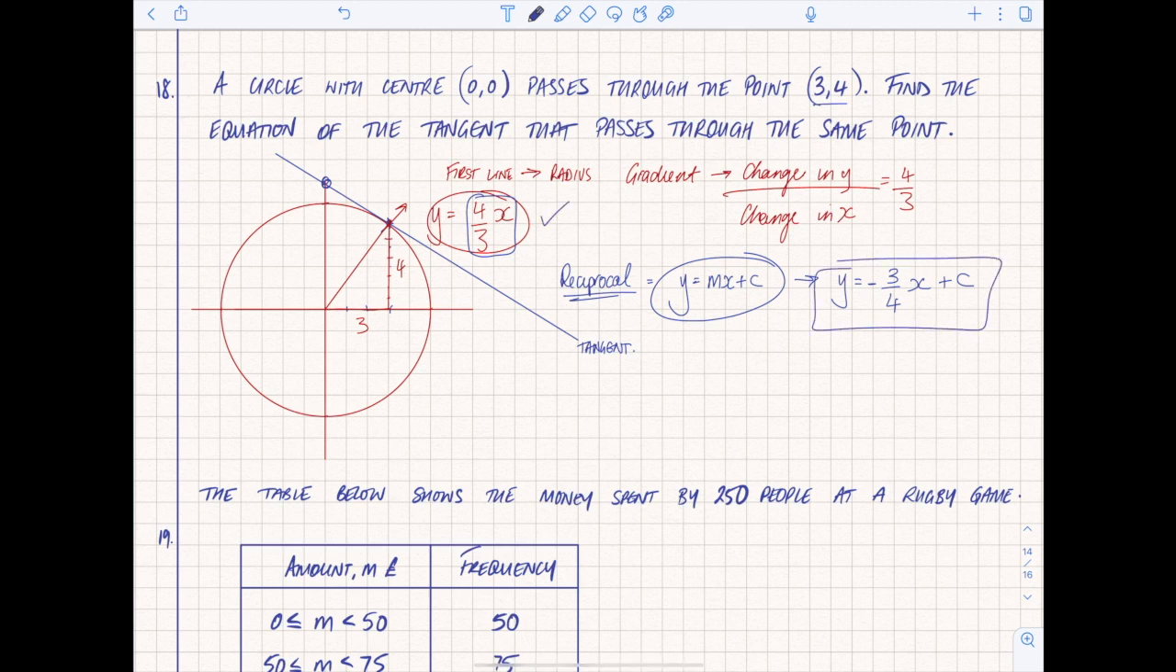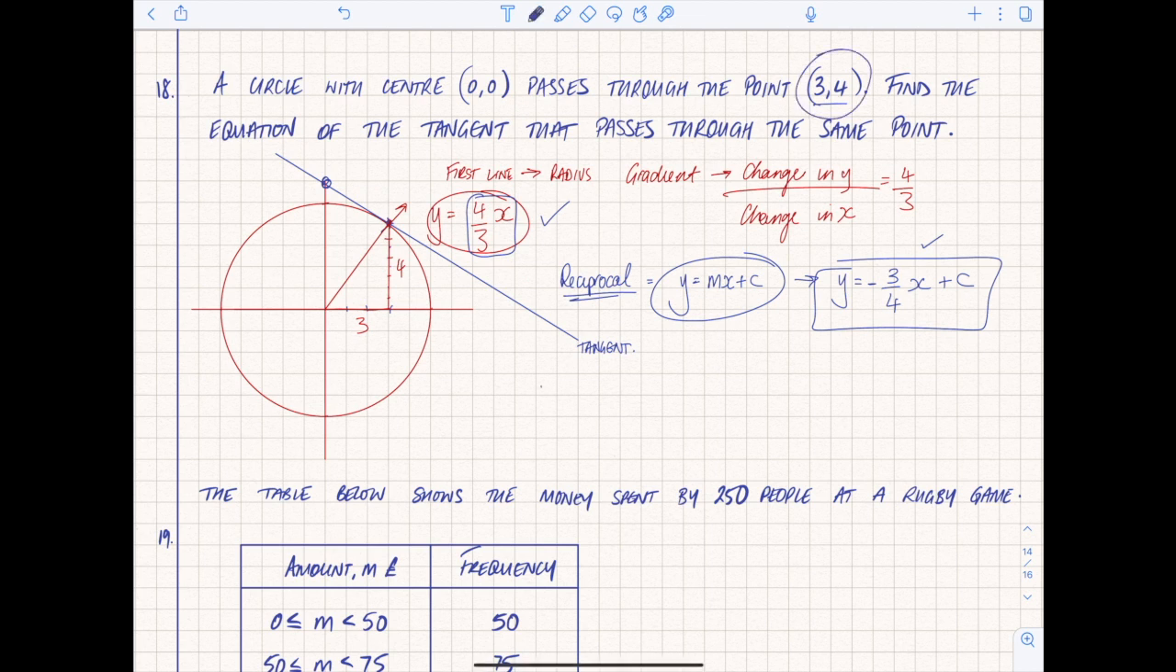So we've then got our reciprocal gradient. We picked up a mark probably for finding the equation of the first line, the gradient of the first line. I found my second mark here for finding the reciprocal. Could be 1 mark, could be 2 marks, depending on the question. So anytime you see a tangent and a circle, try and find the gradient of the radius first, and then using that, you can use a reciprocal to find the equation of the tangent.